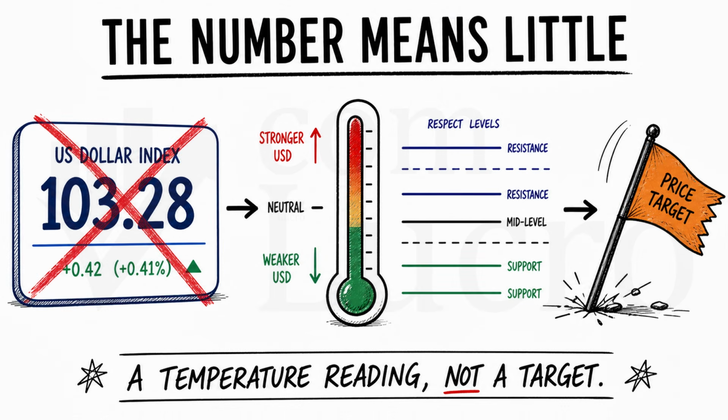One quick warning about the number itself. People get attached to it. The dollar index is at 104, as if 104 means something. On its own, it doesn't. What matters is the direction it's traveling and the levels it has been respecting lately. Treat it like a temperature reading, not a price target.